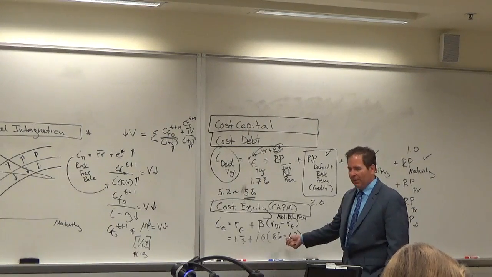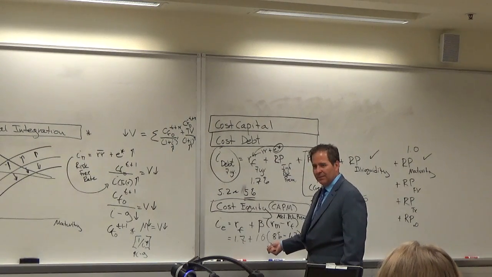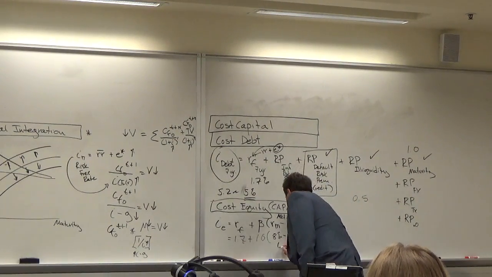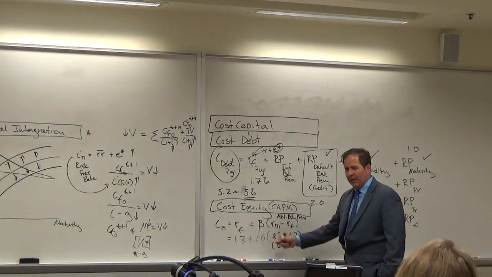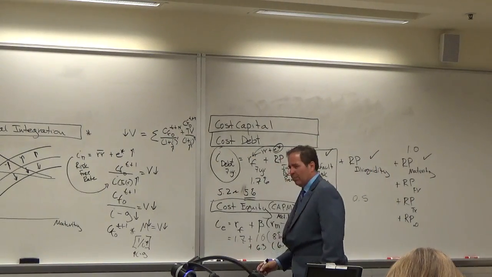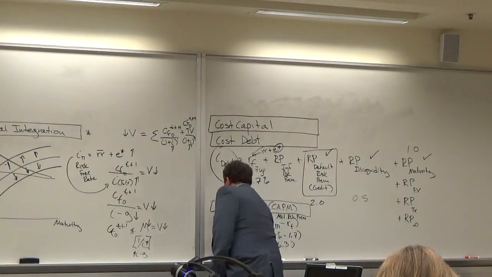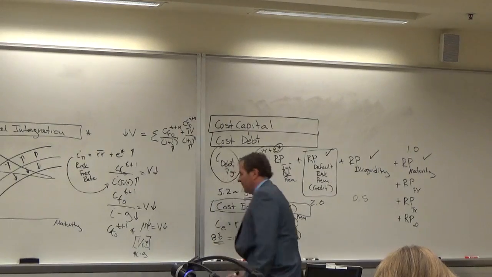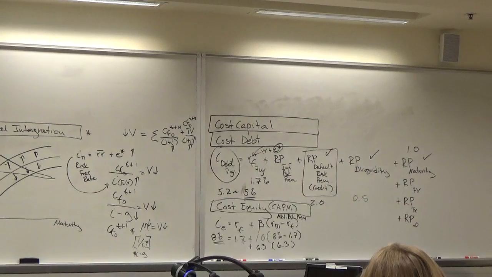Do the math. What is it? 6.3. Okay. 6.3 times a beta of 1, plus 1.7. What's your cost of equity? 8? You've got the cost of the debt and you've got the cost of the equity. Now we have to figure out the weighted average cost of capital.